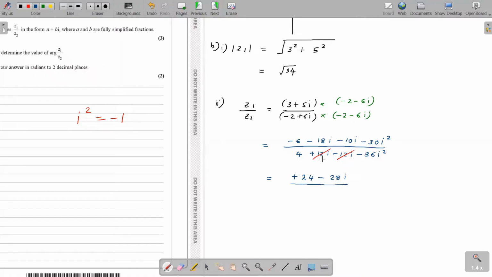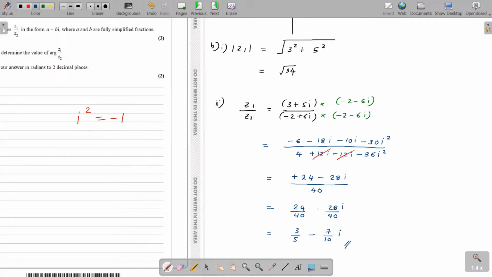And then what did we get here? 4 i square, again minus 1. So minus 36 into minus 1 is plus 36. Plus 36 plus 4 is 40. So then they want you to separate it in a plus bi. Separate it out: 24 over 40 minus 28i over 40. Can you all simplify? What's 24 over 40? 3 over 5. What's 28 over 40? 7 over 10i. So this is your a plus bi.